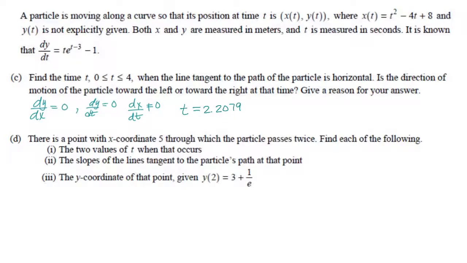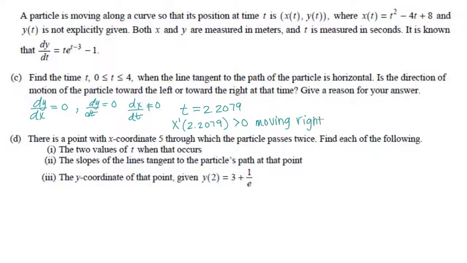And now you can go back and plug that time into your velocity. In other words, find x prime at 2.2079. So go back and substitute that in. And so that's going to be a positive value, so the particle is moving to the right.